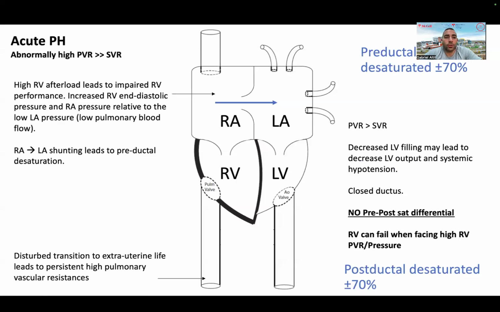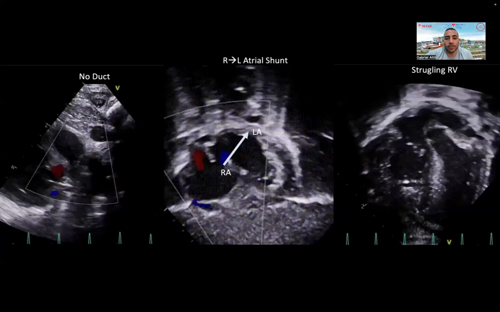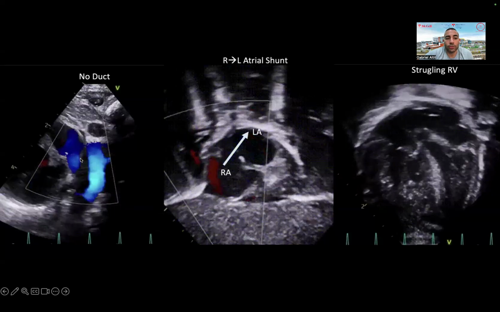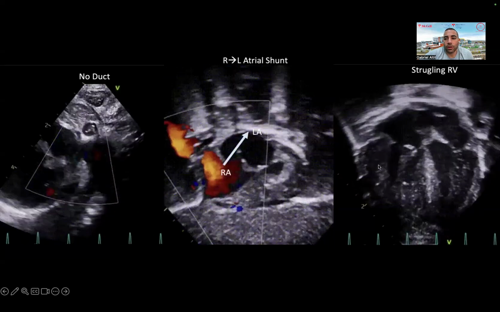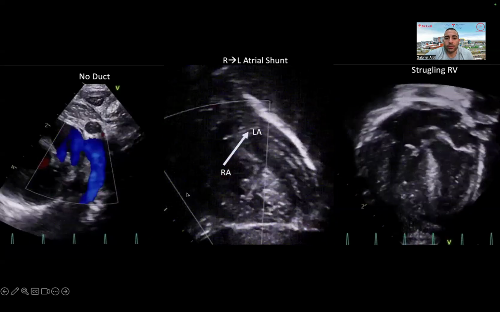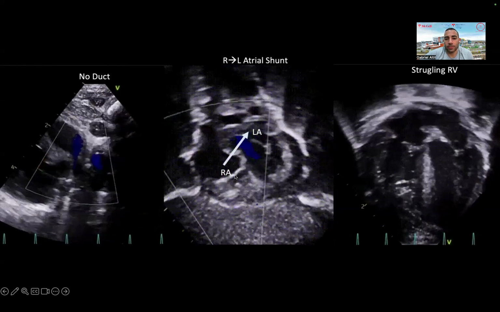One other picture could be an acute pulmonary hypertension without a duct. So some of these patients may have either closed prenatally or closed early postnatally. And in these patients, actually, you get high PVR, high RV pressure, and the RV may fail, leading to backflow into your right atrium, significant hypoxia, and you won't see any pre and post ductal saturation differences because there's just no duct. And so these patients will typically appear like this, where you scan, there's no duct. You see an RV that's struggling, in this context hypertrophied, and you see that there's right to left shunting at the atrial level.